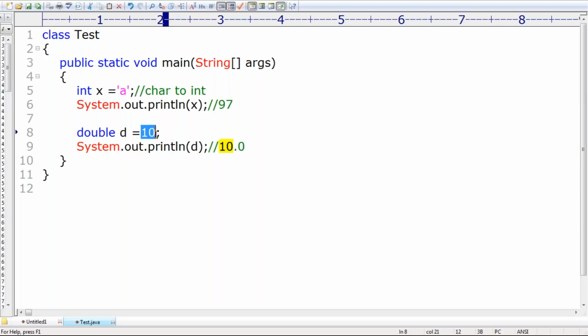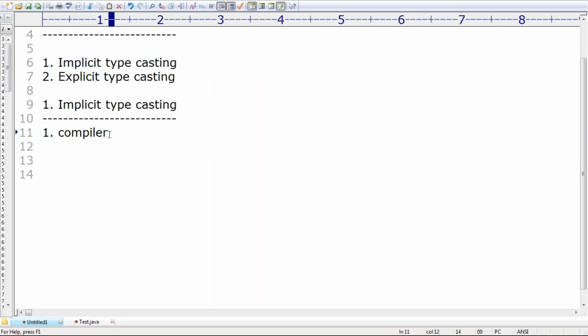By default 10, what type is 10? Int type. Int means how many bytes? 4 bytes. But double means how many bytes? 8 bytes. A 4-byte value in an 8-byte place: no problem at all. So that's why the compiler is going to perform implicit typecasting. Remember that. Here, who is responsible to perform implicit typecasting?